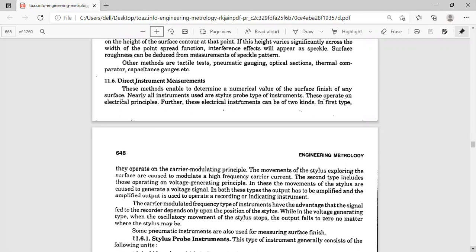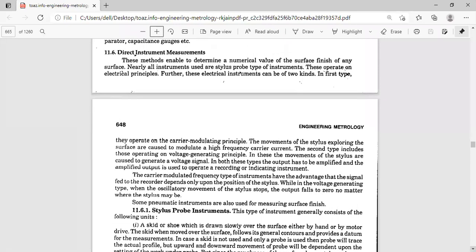So that is there. And both of these types, you have to use an amplifier to amplify the movement of the stylus or the probe. So the amplified output is made to operate a recording or an indicating instrument. So you have to have an indicating or display unit or a recorder. So we just try to see the pen type recorder.